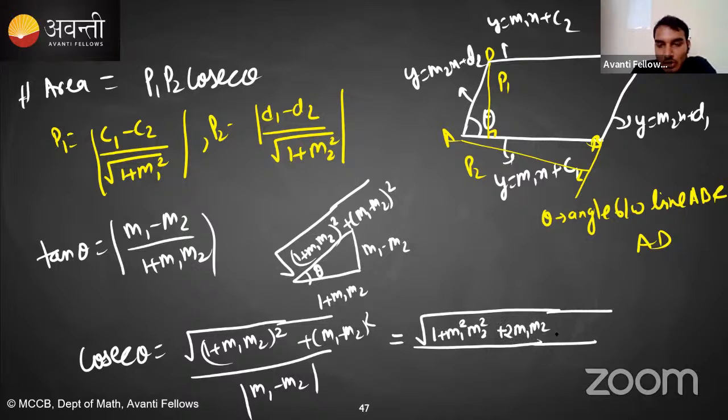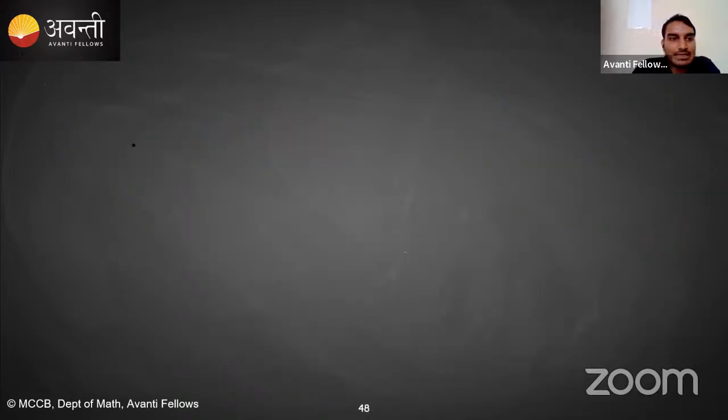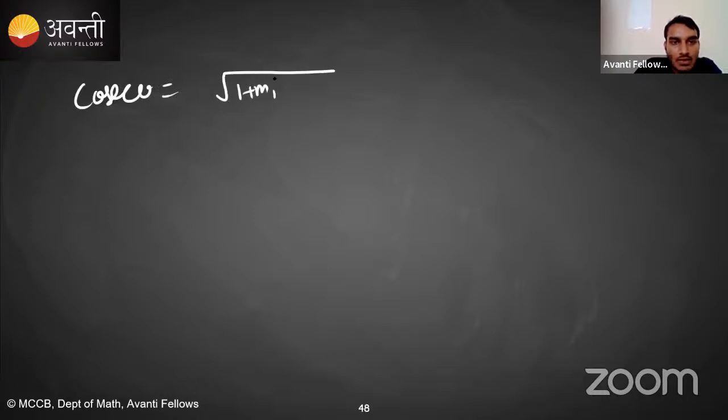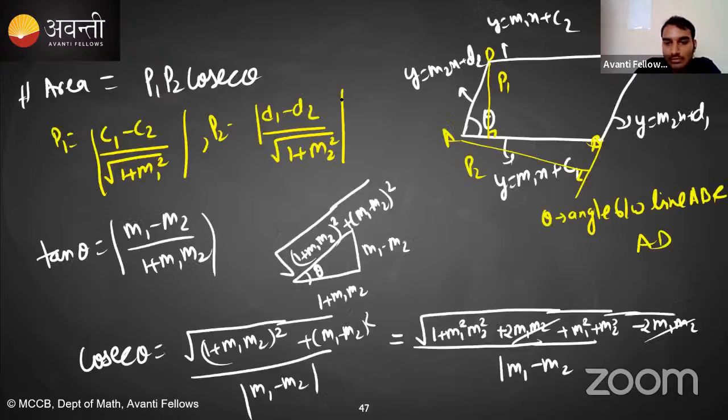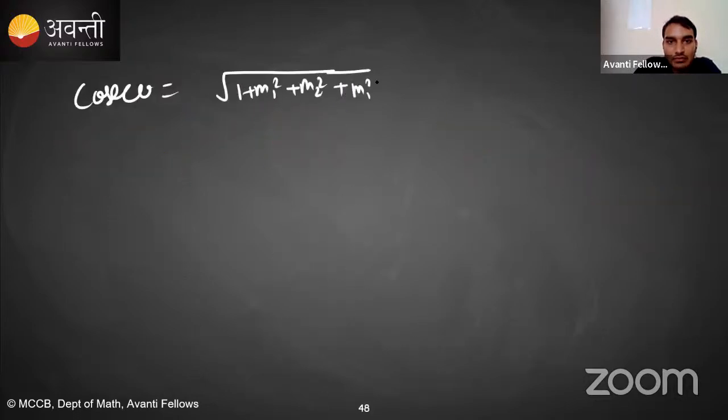Similarly, (m1 minus m2) whole square is m1 square plus m2 square minus 2m1m2 upon mod m1 minus m2. So this and this cancel out. So what is cosec theta? Cosec theta is under root of 1 plus m1 square plus m2 square plus m1 square m2 square upon mod m1 minus m2.